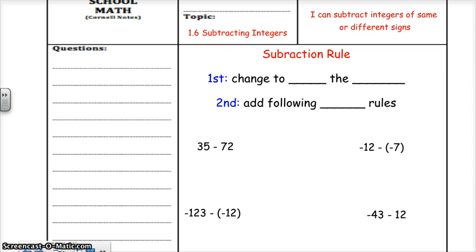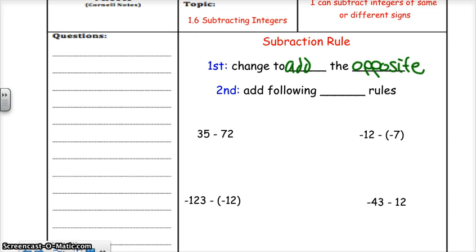The first thing you do if you have a subtraction problem, you change to adding the opposite. So we want to change any subtraction problem back into addition because we know addition rules. We know there's two rules for addition. If they're the same sign, you add them up, keep the sign. If they're different, you take their difference and see which one's further from zero. So the second step here, after we change subtraction to addition, we add following the integer rules.